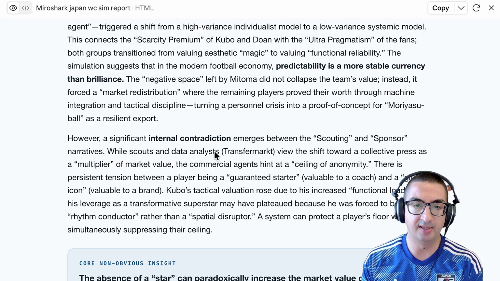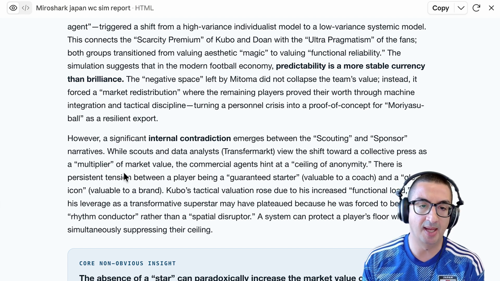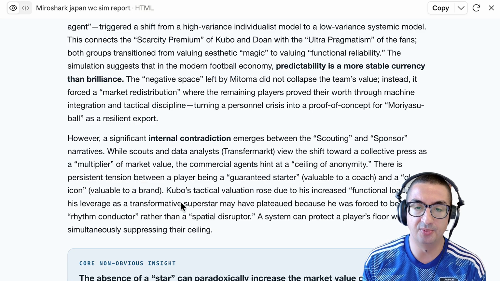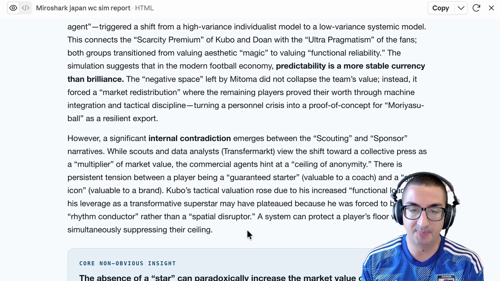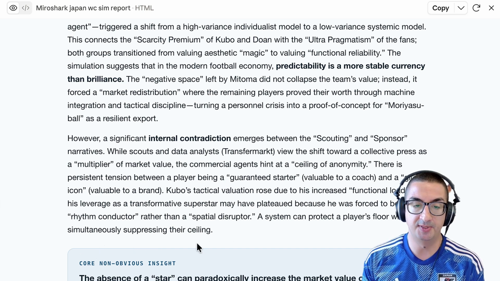However, a significant internal contradiction emerges between the scouting and the sponsor narratives. While scouts and data analysts at Transfermarkt view the shift toward a collective price as a multiplier of market value, the commercial agents hint at a ceiling of anonymity. There is persistent tension between a player being a guaranteed starter, valuable to a coach, and a global icon, valuable to a brand. Kubo's tactical evaluation rose due to his increased functional load, but his leverage as a transformative superstar may have plateaued because he was forced to become a rhythm conductor rather than a spatial disruptor. A system can protect a player's floor while simultaneously suppressing their ceiling.